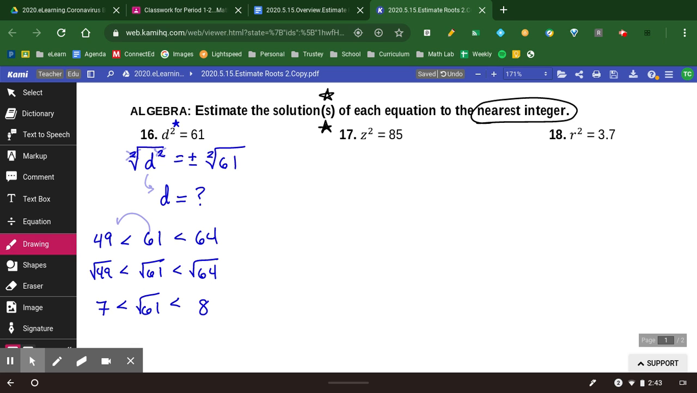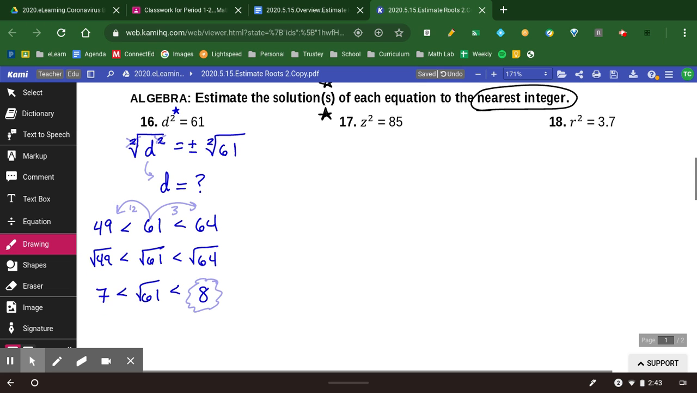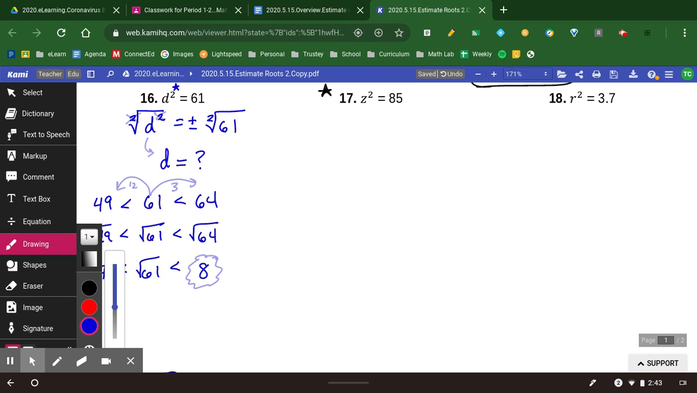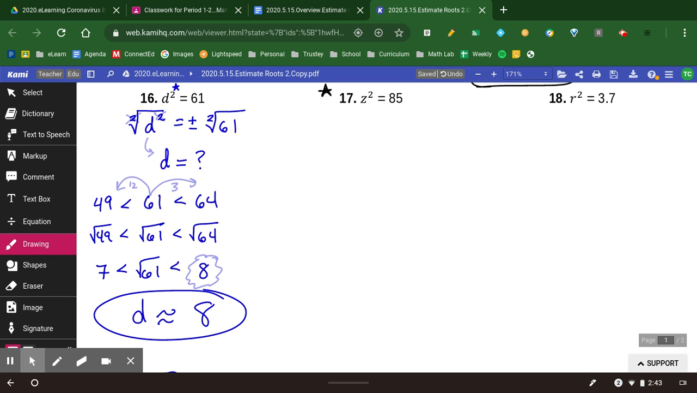Now we go ahead and figure out which it's closer to. It's 12 units away there. It's only 3 units away here. So it's going to be closer to 8. Now, if all I did was write my answer as D is approximately 8, I would say that's a pretty good answer, but I'm not so sure that's the best answer.